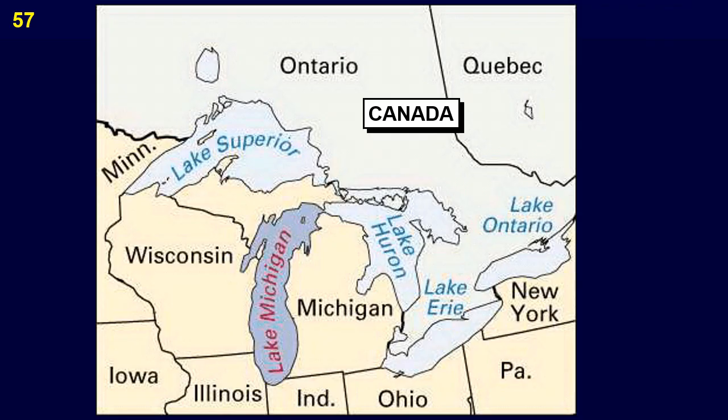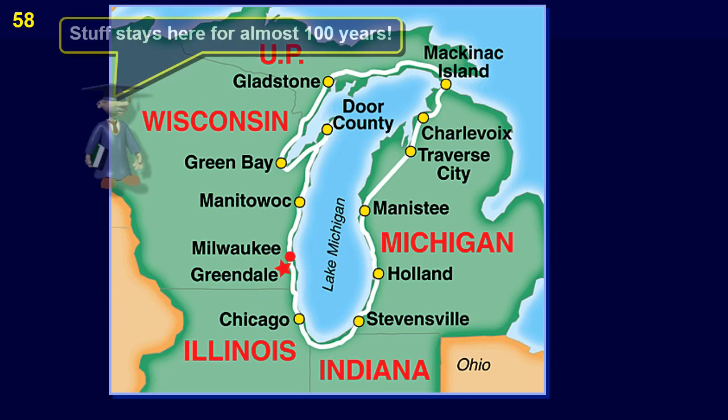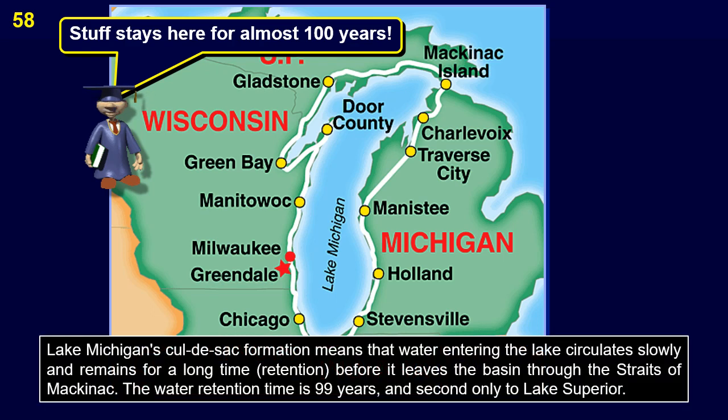Lake Michigan is the third largest Great Lake by surface area and the 6th largest freshwater lake in the world. It is the only one of the Great Lakes located entirely within the United States. Lake Michigan's cul-de-sac formation means that water entering the lake circulates slowly and remains for a long time, retention, before it leaves the basin through the Straits of Mackinac. The water retention time is 99 years, second only to Lake Superior.